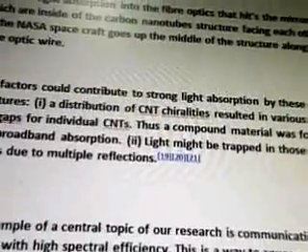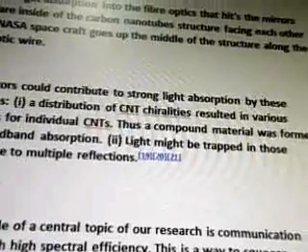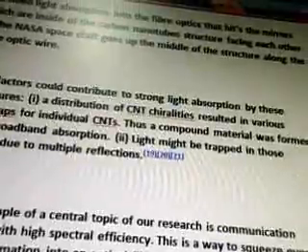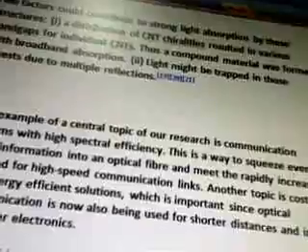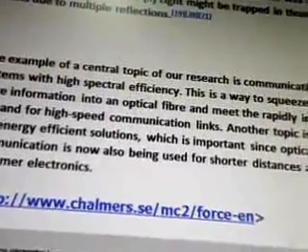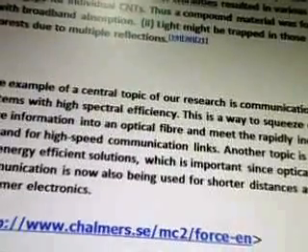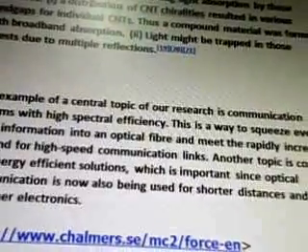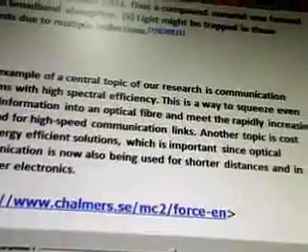A distribution of the CNT chiralities resulted in various band gaps for individual CNTs. Thus, the compound material was formed with broadband absorption, and light might be trapped in those forests due to multiple reflections. One example of a central topic of our research is communication systems with high spectral efficiency. This is a way to squeeze even more information into an optical fiber and meet the rapidly increasing demand for high-speed communication links. Another topic is cost and energy efficient solutions, which is important since optical communication is now being used for shorter distances and in consumer electronics. That's from chalmers.se.